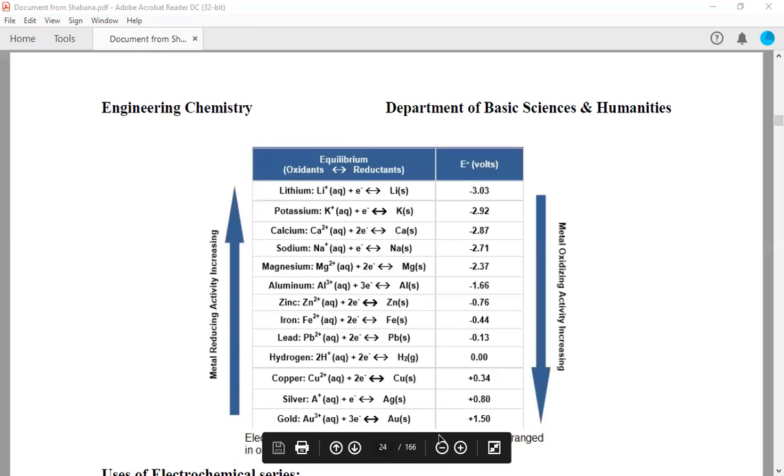And the second significance of the electrochemical series is the metals which are higher than hydrogen. See here, this is the hydrogen, and these are the metals which are higher than the hydrogen in the electrochemical series. They can displace the hydrogen gas from dilute solutions. They can easily displace the hydrogen gas from dilute acids.